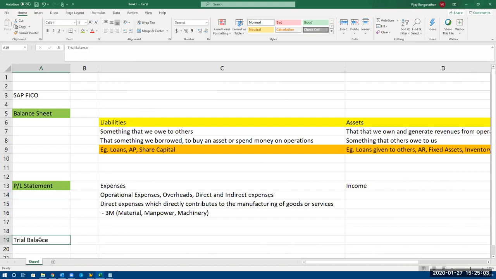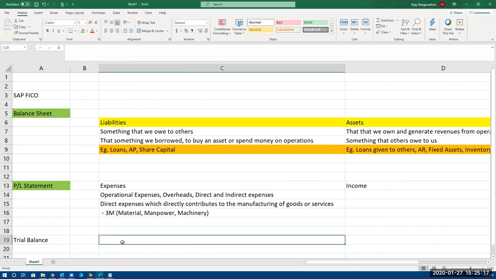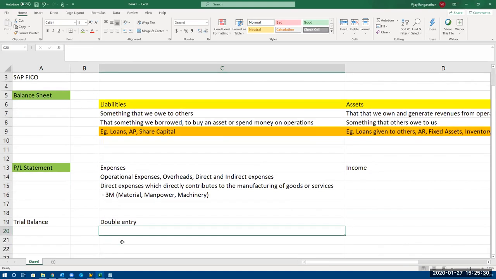All right. So these are the three important financial statements that you will have to understand in SAP FICO. The third one is obviously trial balance. And why do we call it trial balance? Because we have this two-way double entry system. Why do we call it double entry system? Whenever you credit something, you have to debit something, right? Whenever you debit something, you have to credit something. That's called double entry.